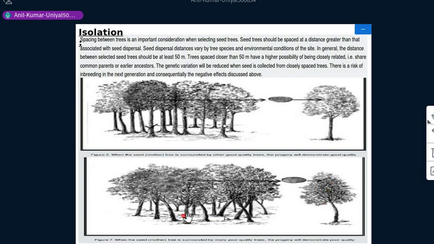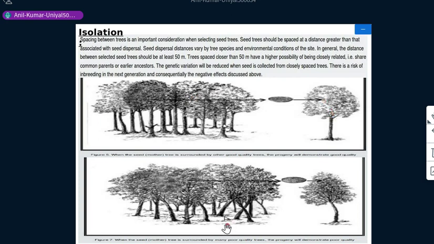Even if the tree has all the desirable characters, there may be a chance of cross pollination from these malformed trees, or the resultant may be like this. So if we have a stand where very few malformed trees are there, but a good number of well-formed trees are there, then their result will be like this. It will be like our desirability.